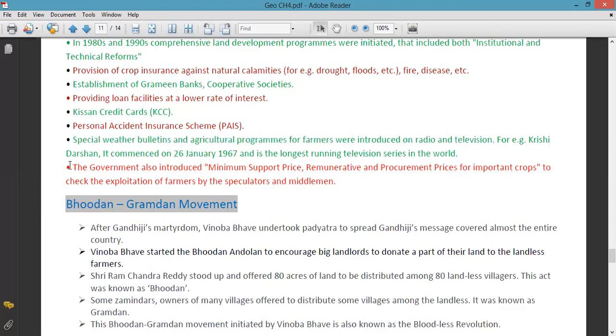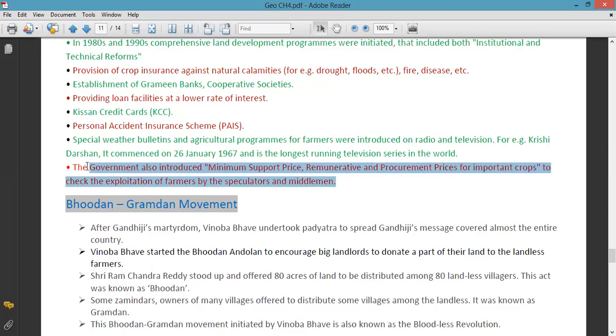Next, the government also introduced the minimum support price, in short MSP, and remunerative and procurement prices for important crops. Remunerative means it's all about revenue, to check the exploitation of farmers by speculators and middlemen.